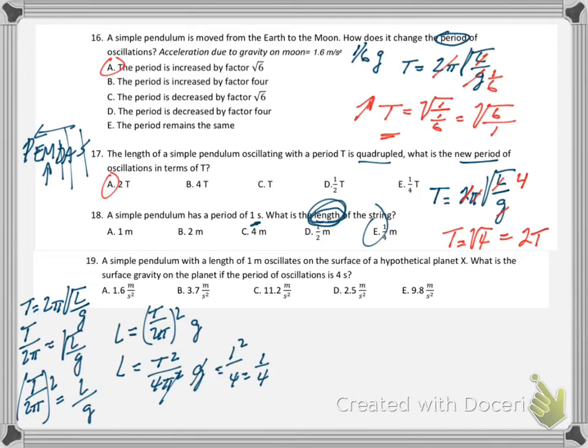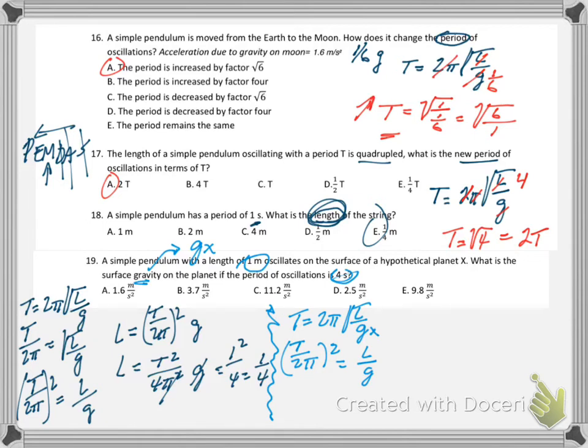Number 19. A simple pendulum with a length of 1 meter oscillates on the surface of a hypothetical planet X. What is the surface gravity on the planet if the period of oscillation is 4 seconds? So surface gravity, they're actually looking for G on planet X. We know what G is on Earth, but we want to know what it is on X. So since it's a pendulum, we can say period equals 2 pi times the square root L over G. And we want to isolate for G, because this is going to be G of planet X. So like we did before, we can divide both sides by 2 pi. And then square it. And that's going to equal L over G.